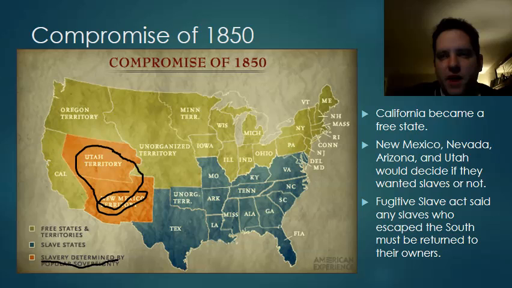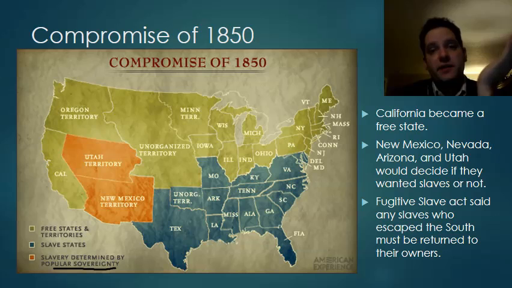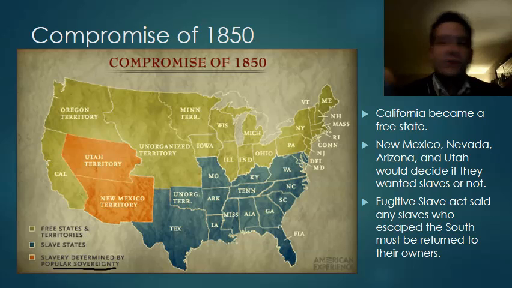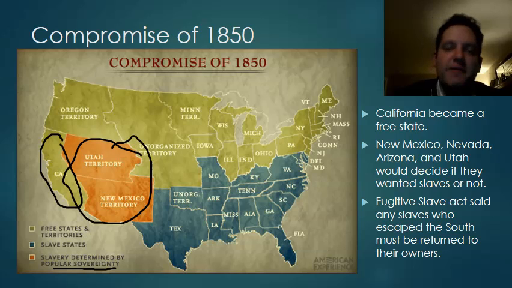All that popular sovereignty means is that you can vote on it. You can decide. If more people want slavery, then slavery exists. If more people don't want slavery, then is slavery in that state? No. So, again, California is a free state, and all of these states right here can decide for themselves what they want to be.